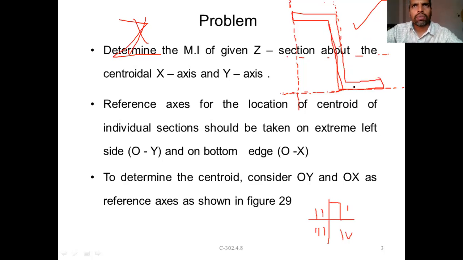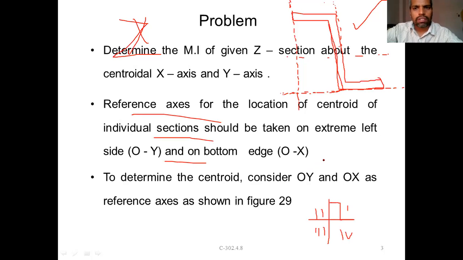It is only a preferable, convenient way. That's all. Only from the easiness point of view, it is better to take it like this. Otherwise, if you want to take it the other way, there is nothing wrong in that also. So now this is one thing. Reference axis for location of centroid shall be taken on the bottom of what axis.